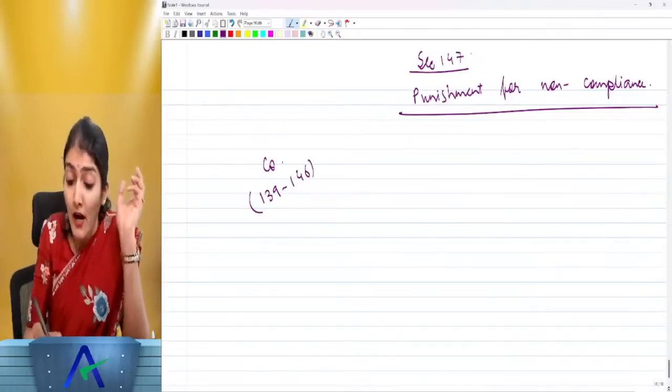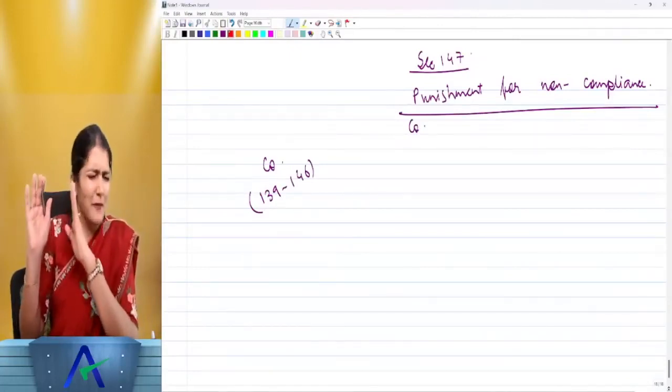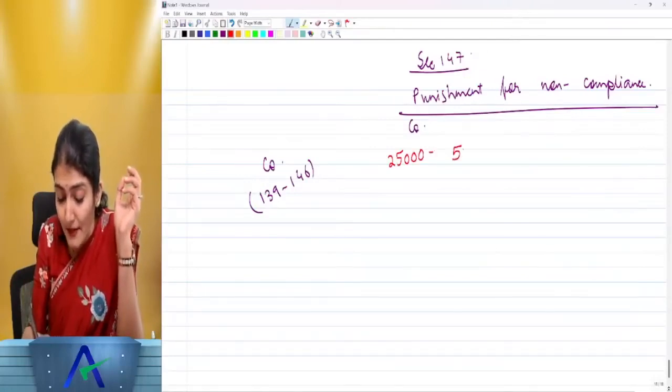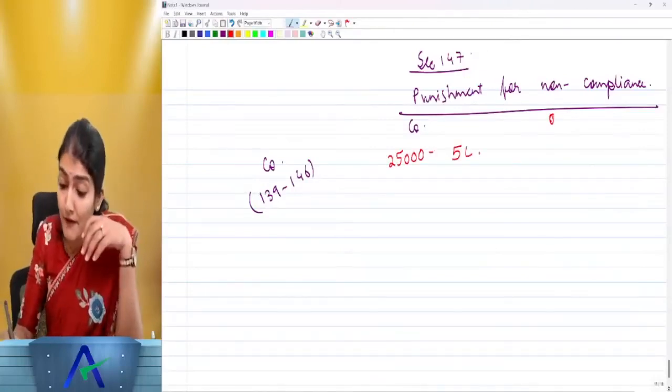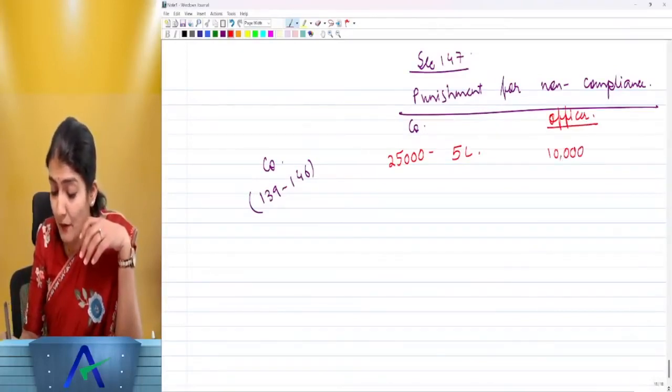Then what does it say? Company shall be liable to a fine, which shall not be less than 25,000, which may extend up to 5 lakh rupees. And every officer of the company shall be liable to a fine of not less than 10,000, which may extend up to 1 lakh.